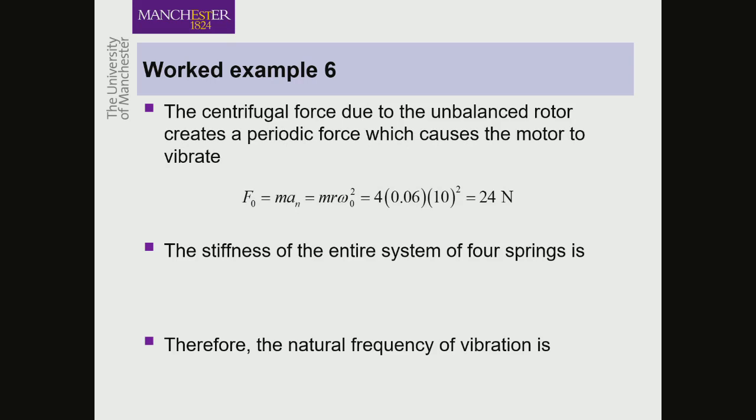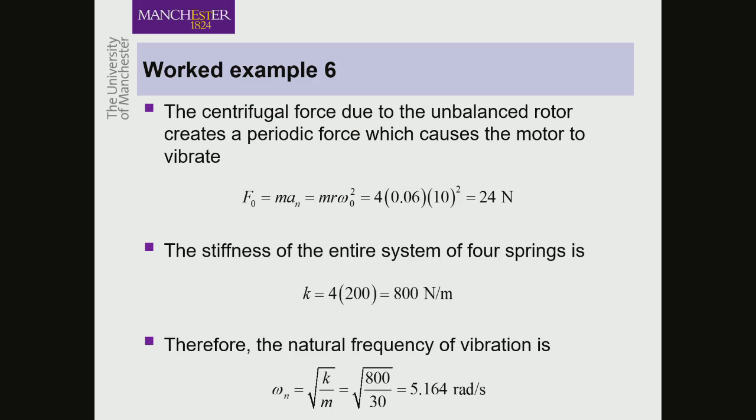How many springs were there? Four. So we have four springs, and we know the spring stiffness is 200 Newton per meter. So in total, we have 800 Newton per meter stiffness. Then we also can calculate the omega. Omega n, natural frequency of the system, as 5.164 radians per second.